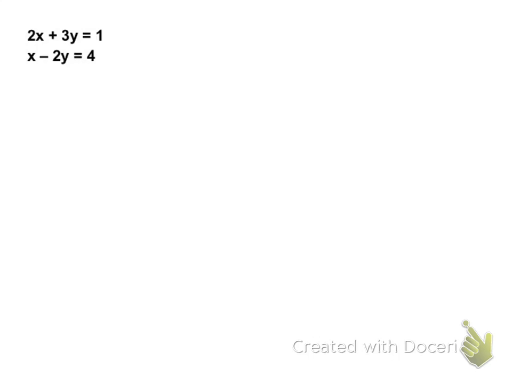In this first example, 2x plus 3y equals 1 and x minus 2y equals 4. If we solve for either x or y in the first equation, we're going to end up needing to divide, and we are probably going to end up with some fractions. But if you look at the second equation, the x already has a coefficient of 1. So if we solve for x in that equation, we get x equals 2y plus 4.